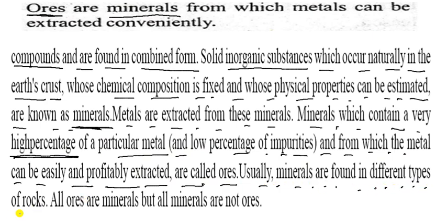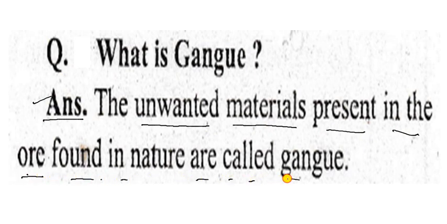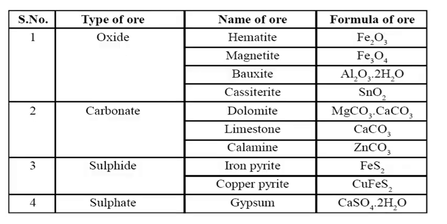Usually minerals are found in different types of rocks. It's very important: all ores are minerals, but all minerals are not ores. So that one is your answer, so you can write. Let us see what is gangue. The unwanted materials present in the ore found in nature are called gangue.